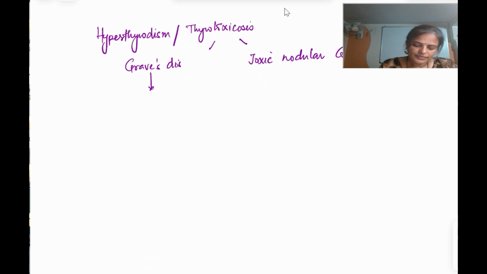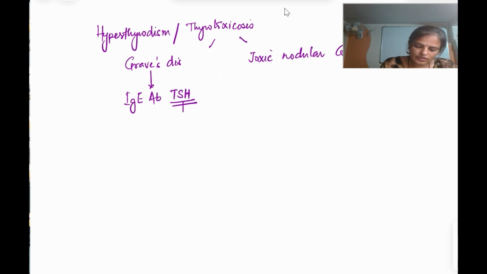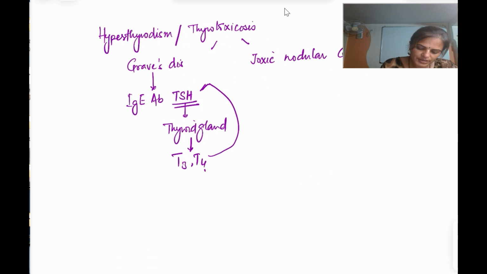Now what happens in Graves disease? The antibodies, IgE antibodies, they are formed against the TSH receptor, and they are going to stimulate it. This is going to act on the thyroid gland, and that is going to cause the release of T3 and T4. Their level will increase. But there is a negative feedback, so the level of the TSH will be low. And in Graves disease, there is exophthalmos. That is because of the antibodies attached to the TSH receptor, which are present in the orbital tissue.